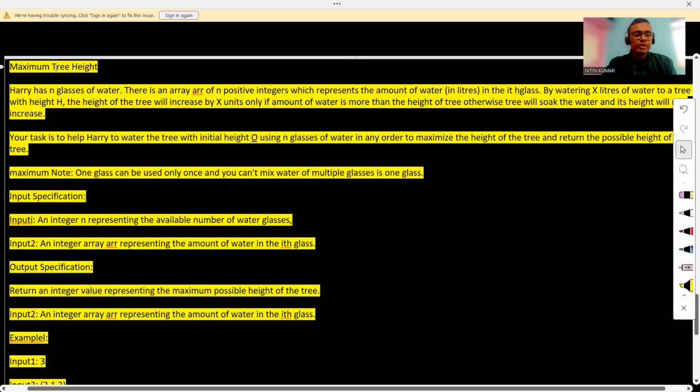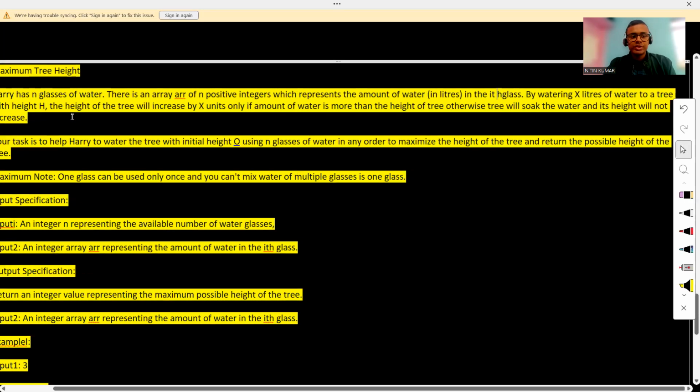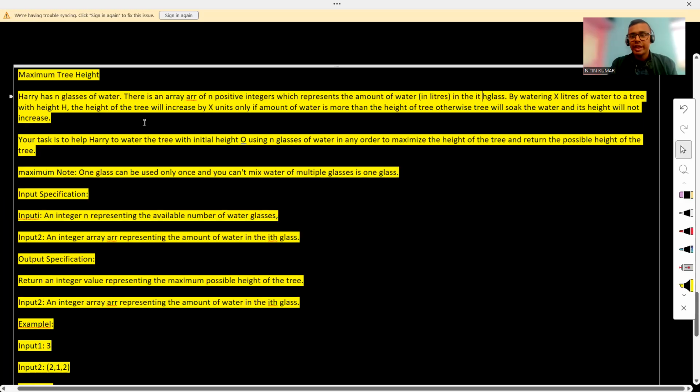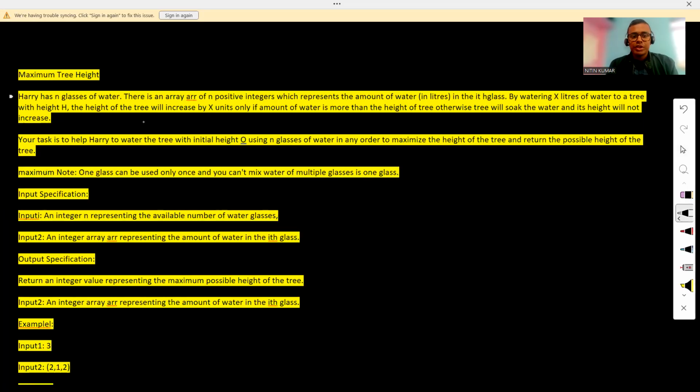Okay. So the question is named Maximum Tree Height, and the statement is as follows: Harry has n glasses of water, and there is an array named ARR of n positive integers, which represent the amount of water in liters in each glass. Spelling might sometimes be incorrect because we don't have the exact question. We just wrote down the question from Google images, and we are unable to show the images to you here because some copyright issue might arise.